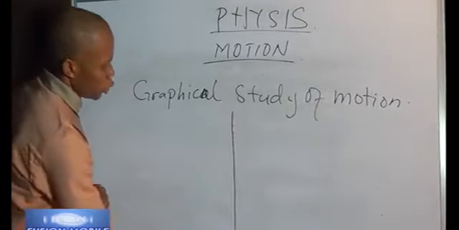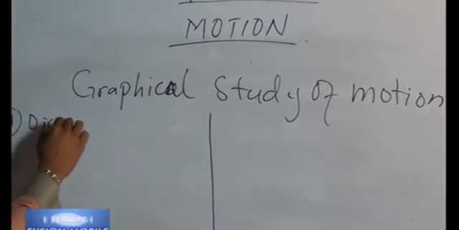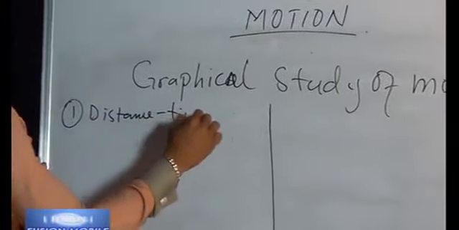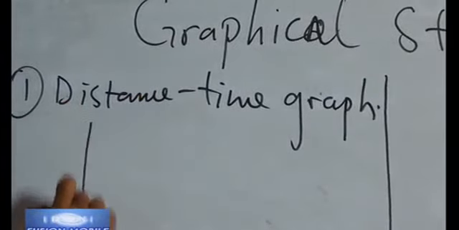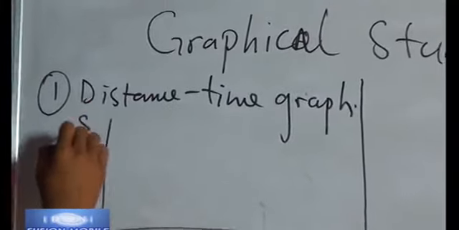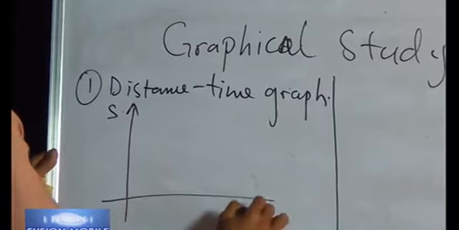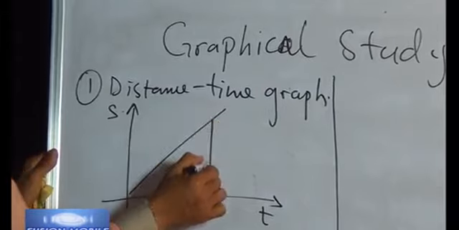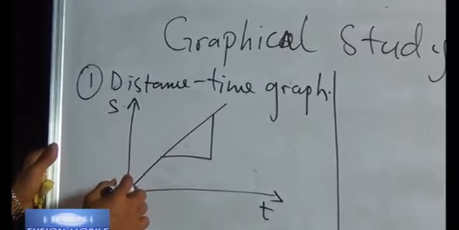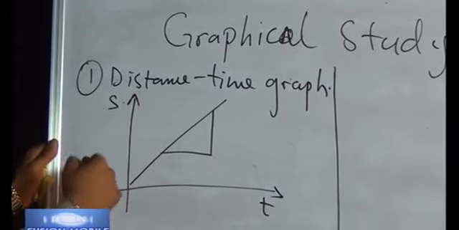Graphical study of motion. There are 2 basic graphs that take care of the mathematical study of motion. The first is what we call the distance time graph. In this one, the basic thing they want you to know is that the slope of a distance time graph, this is our distance on the vertical and this is the time, and if I have this to be my graph, the slope of a distance time graph is simply giving us the speed of the body.